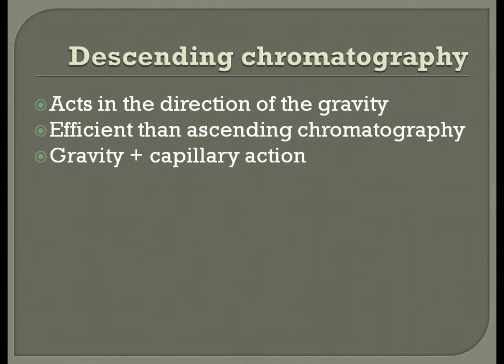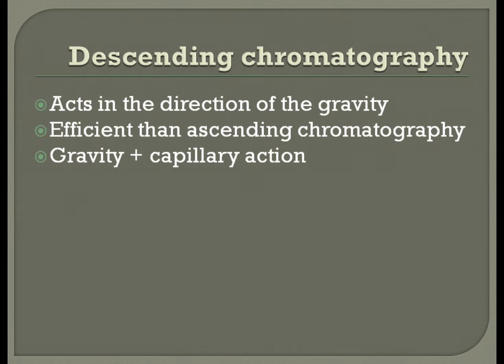Now let's look at descending chromatography. In this method, the solvent moves downward on the paper strip. So it works in the same direction as gravity. Here, both gravity and capillary action help the solvent to move. Because gravity is also helping, the solvent moves faster. This is why descending chromatography is more efficient than ascending.